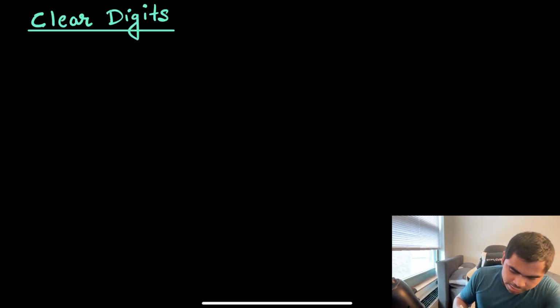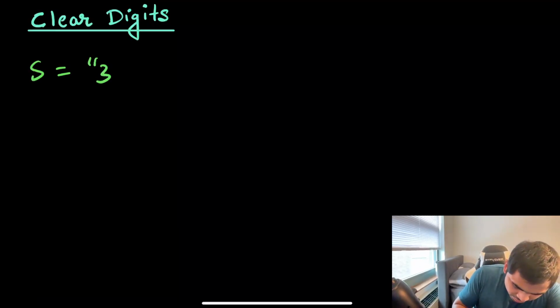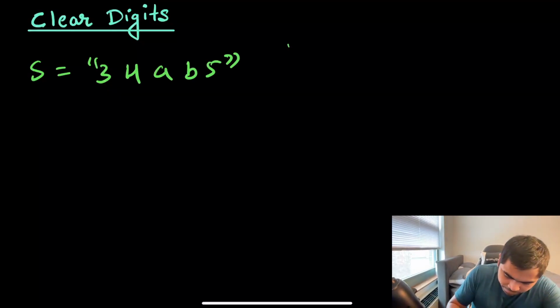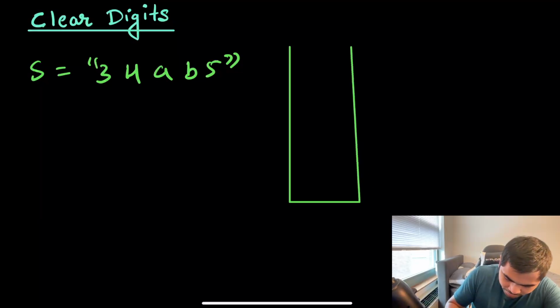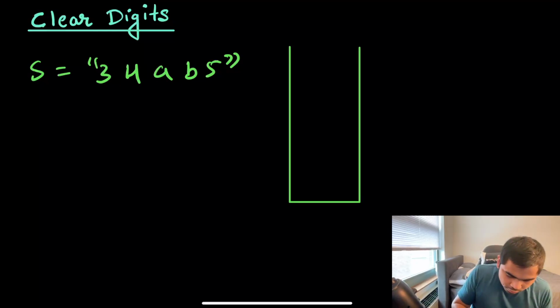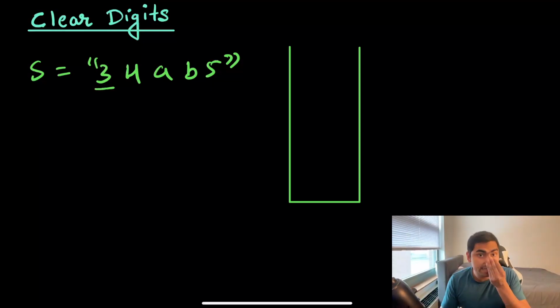Okay, I'm just changing for the sake of clarity. So let's say my S is 3, 4, A, B, 5. If this is my input, I will have my stack. Then I'm going to go over 3. If I'm seeing a digit, that means I still need to add it, right? Because when I will be returning, it's the remaining string that I will be returning.